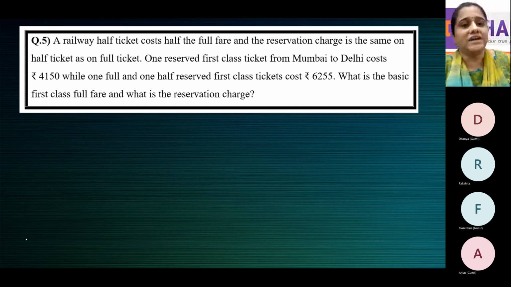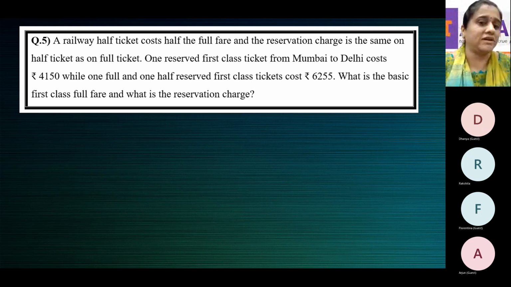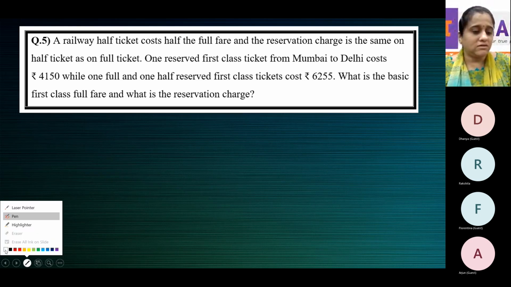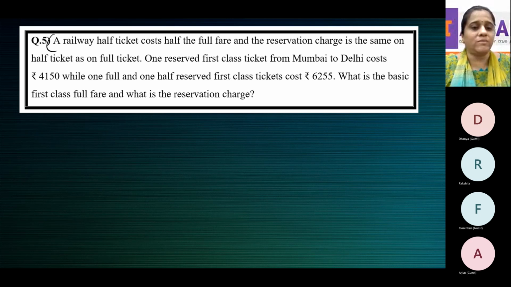A railway half ticket costs half the full fare, and the reservation charge is the same on the half ticket as on the full ticket. Okay, that's the information. Now the actual situation begins. So the first sentence is just the information about the ticketing from here to here.